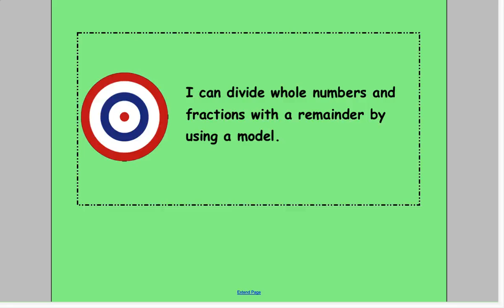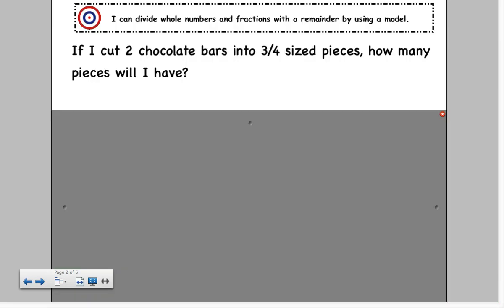Hey mathematicians, in this lesson we'll be dividing whole numbers and fractions with a remainder by using a model. All right, let's go and get started here. Our first example says, if I cut 2 chocolate bars into 3/4 sized pieces, how many pieces will I have?